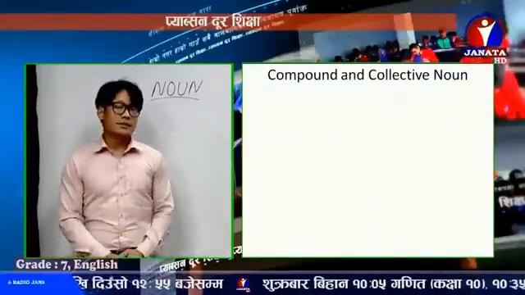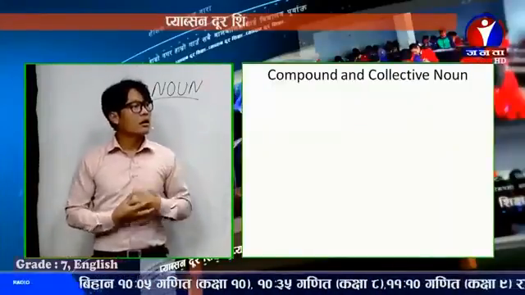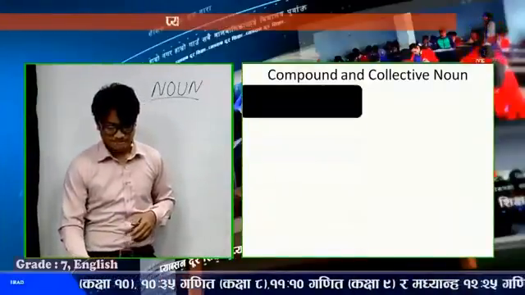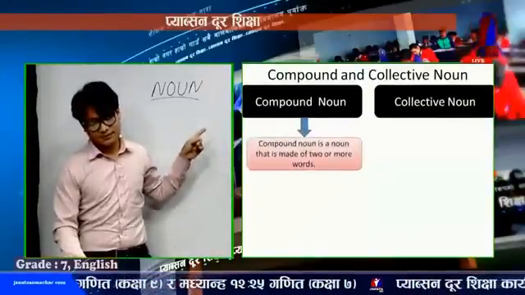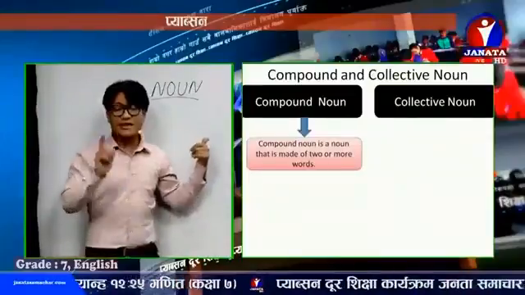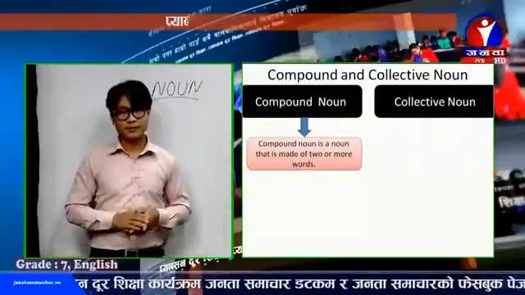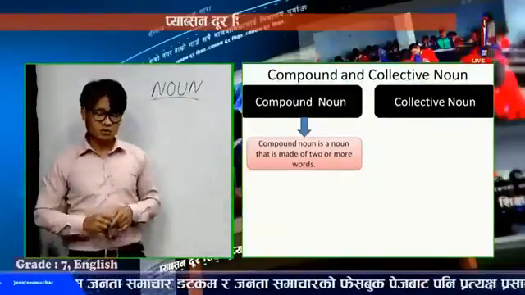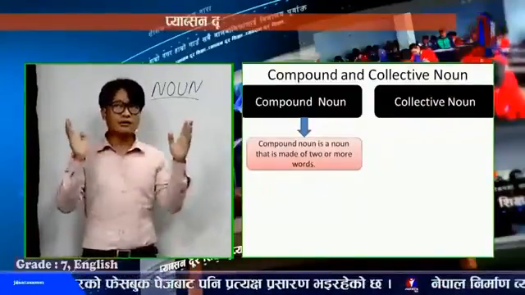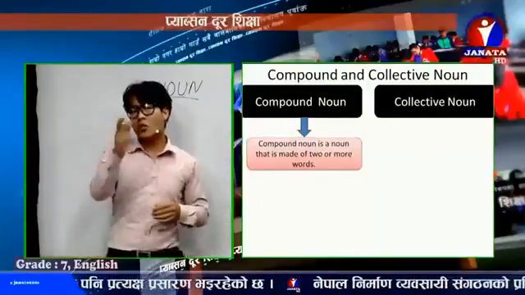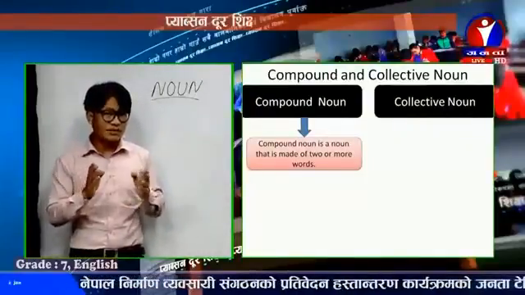Compound and collective nouns. We will see what a compound noun is and what a collective noun is. Let's see. A compound noun is a noun that is made up of two or more words. Can you guess, think yourself, what nouns are made up of two or more nouns? Let's have an example.